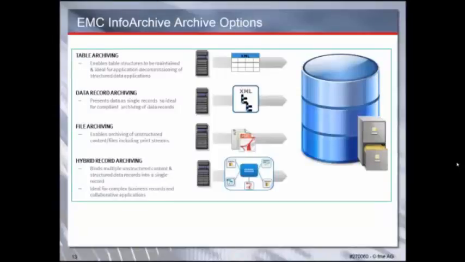But the fourth option, and most of what I'm going to speak of today, is around this hybrid record archiving, where it's unstructured content, sort of structured and semi-unstructured data. So this is most of what I'm going to speak of today, but I figured let me give you the four main areas that InfoArchive is covering. So we can go to the next slide.